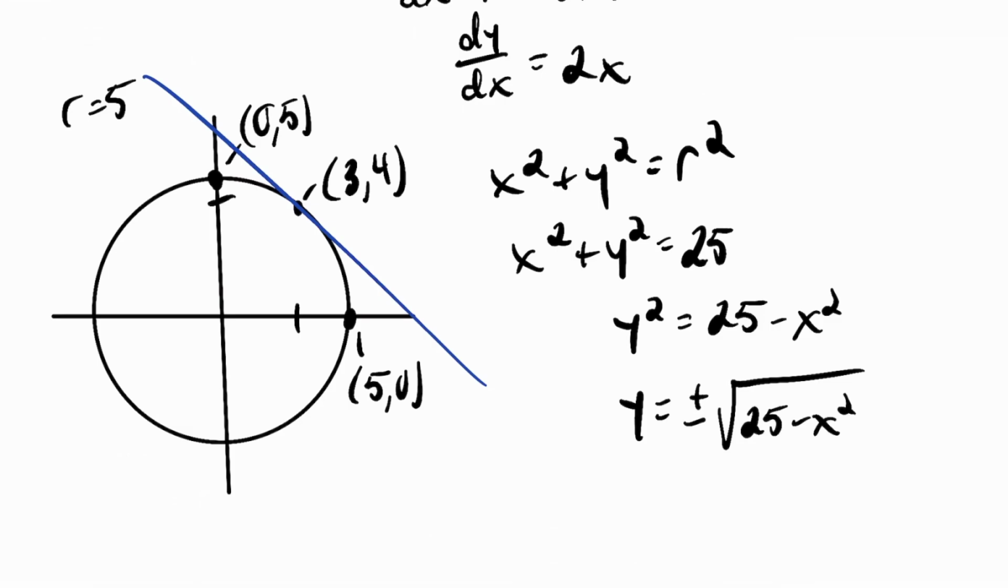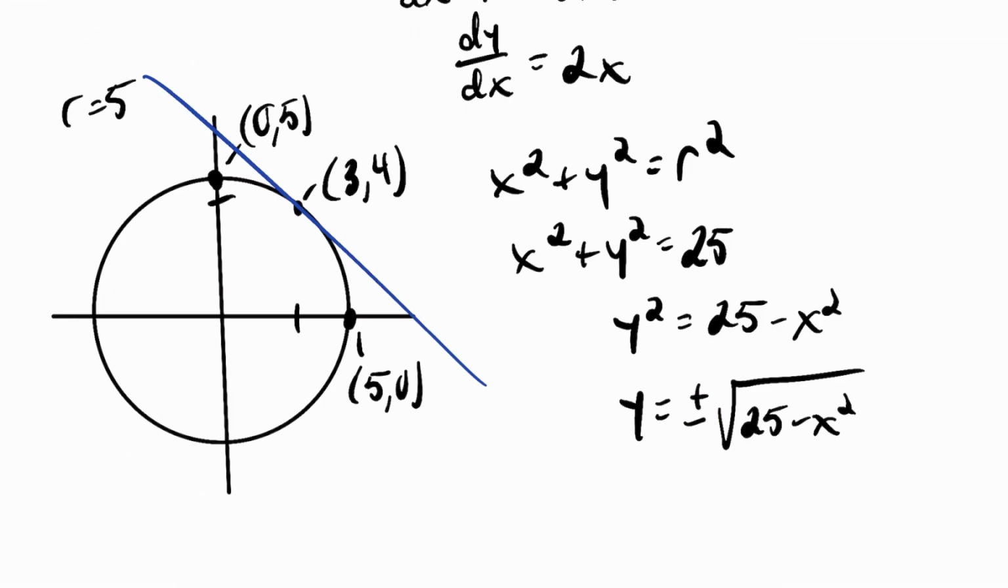Now the problem with this is this plus minus. This means we don't have a function, and so calculus does not play very nice when we don't have a function. So I could say, well, let me pick the plus, because I know that I'm working with the top of the circle, the top half. So I could say, you know what, let's just use the plus.